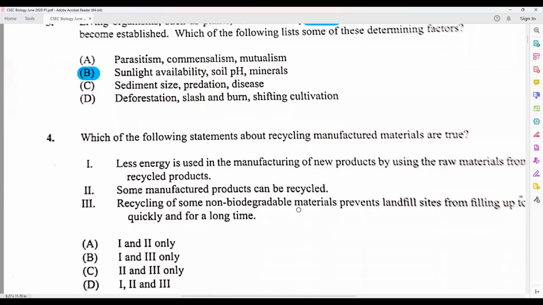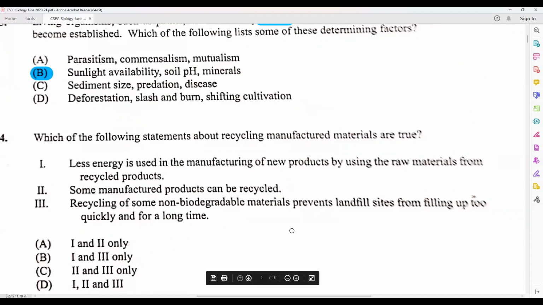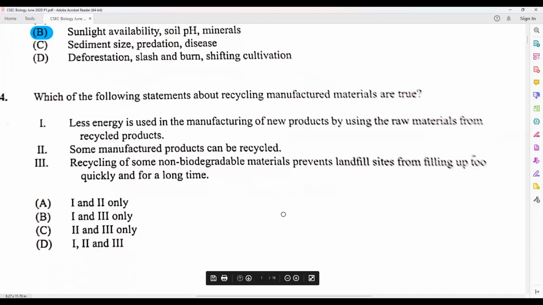Which of the following statements about recycling manufactured materials are true? Less energy is used in the manufacture of new products by using the raw materials from recycled products. That is true. Some manufactured products can be recycled. Recycling of some non-biodegradable materials prevents landfill sites from filling up too quickly for a long time. So all of these answers are true. So we are looking for 1, 2, and 3.